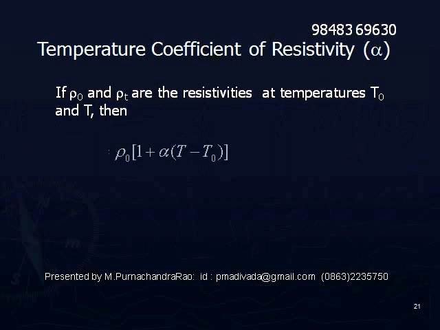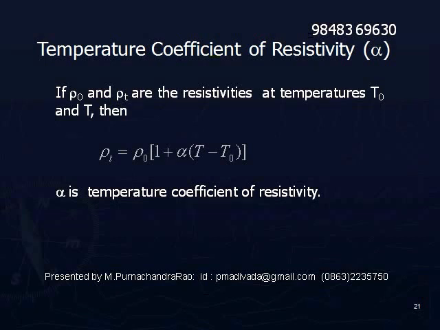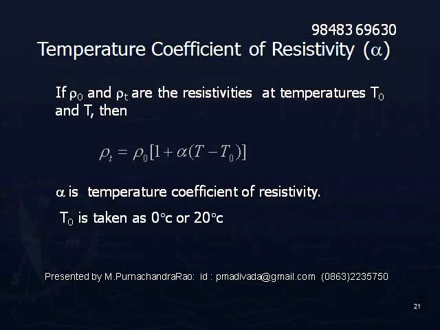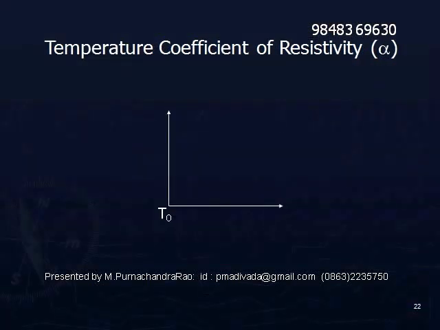If we represent the resistivities of a conductor as rho 0 and rho t at temperatures T0 and T, then the relation is rho t is equal to rho 0 into 1 plus alpha into T minus T0, where the constant alpha is called temperature coefficient of resistivity. The temperature T0 is taken as 0 degrees centigrade or 20 degrees centigrade in general.